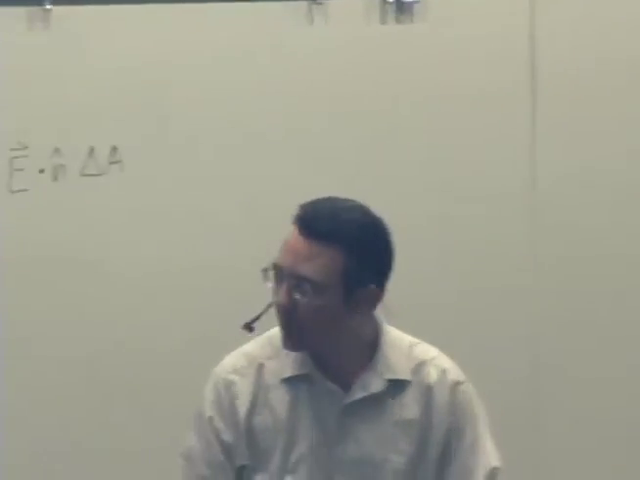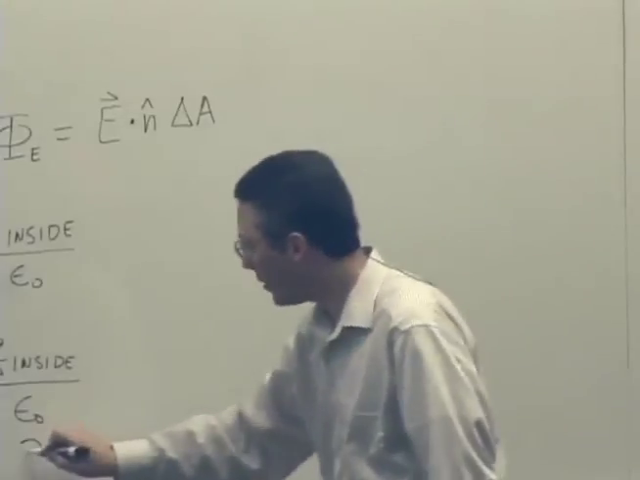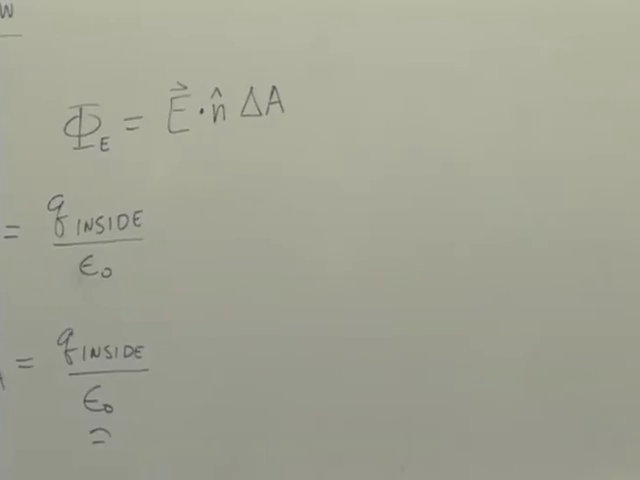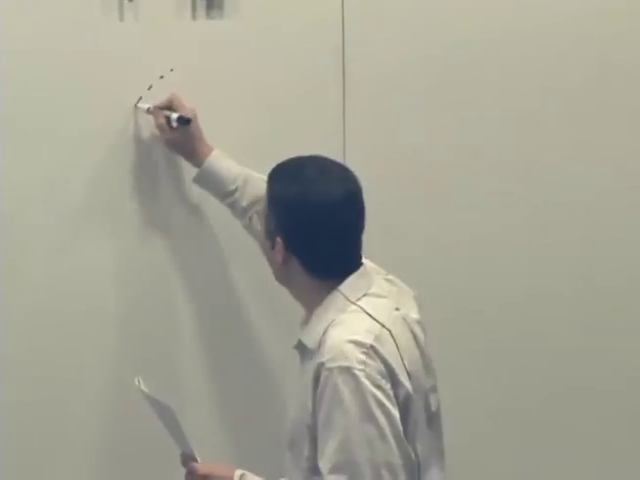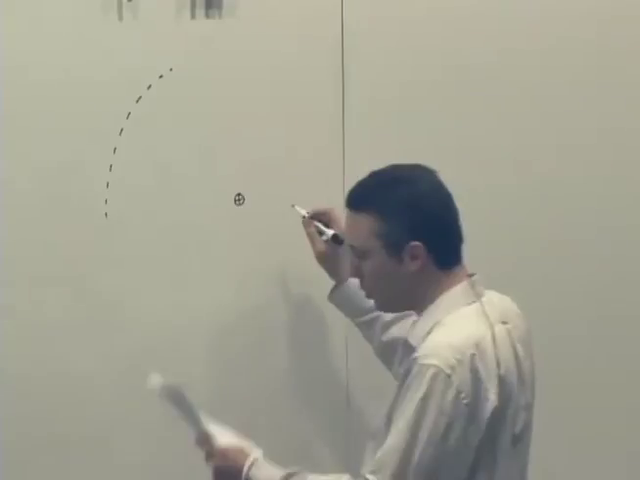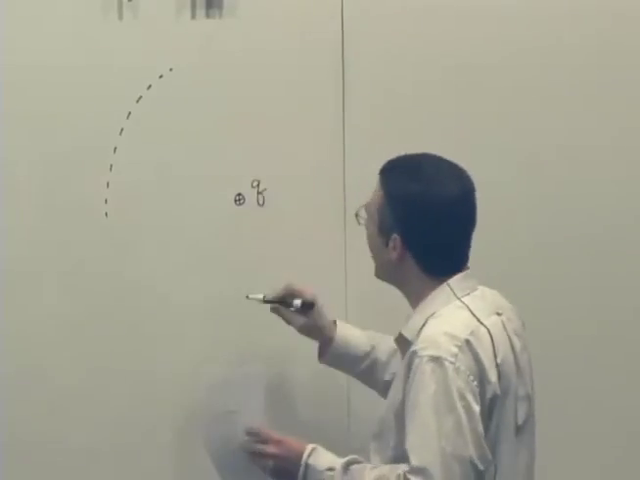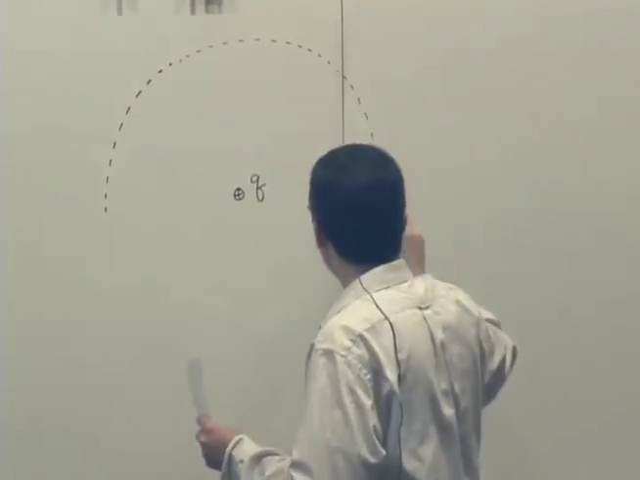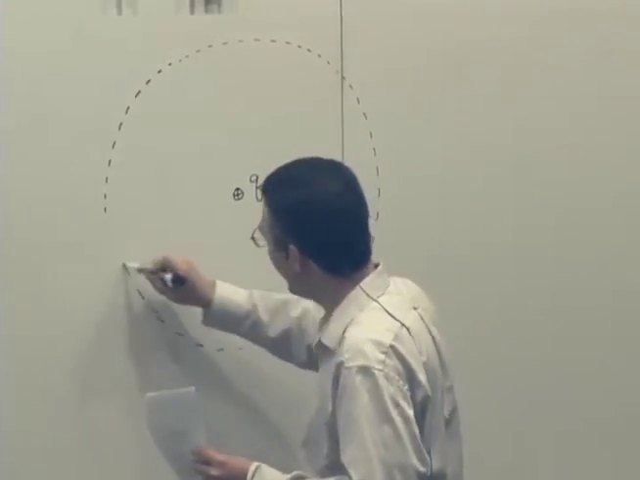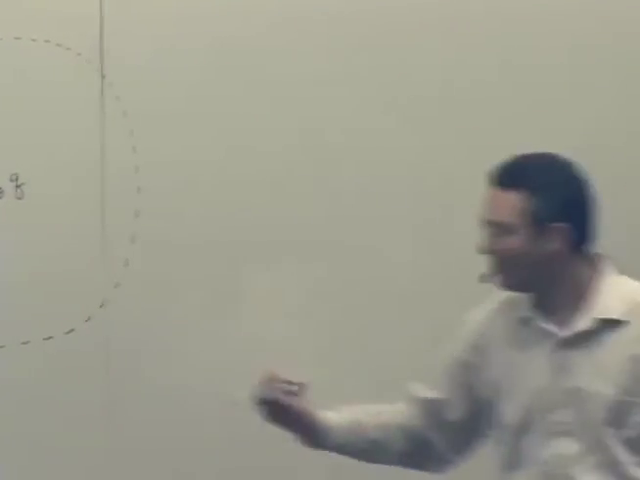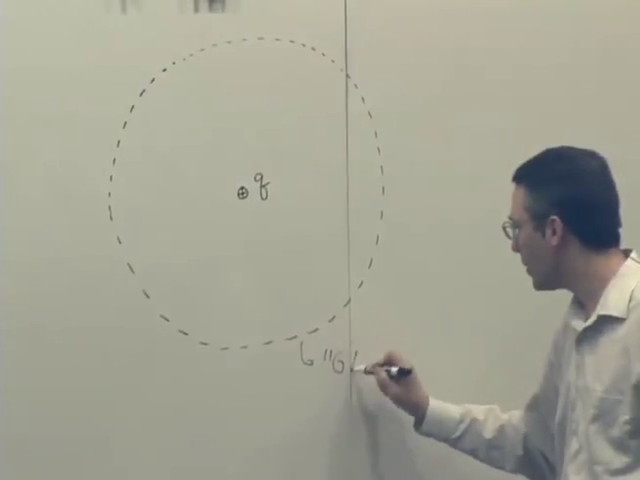One thing to think about is, where does this constant epsilon naught come from? We know that the flux had something to do with the charge. How do we know it's the correct constant? Well, one way you can prove that is, imagine you have just a point charge. Okay, so here's a single positive charge, charge Q. And I'm going to imagine it's at the center of an imaginary Gaussian surface, which is spherical. Okay, so this is a Gaussian sphere, sometimes it's called.